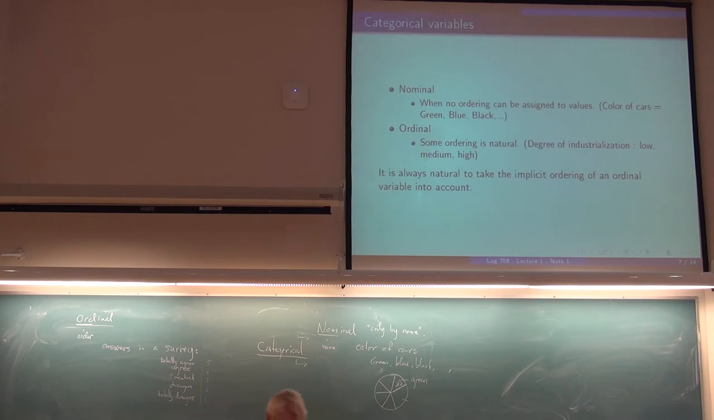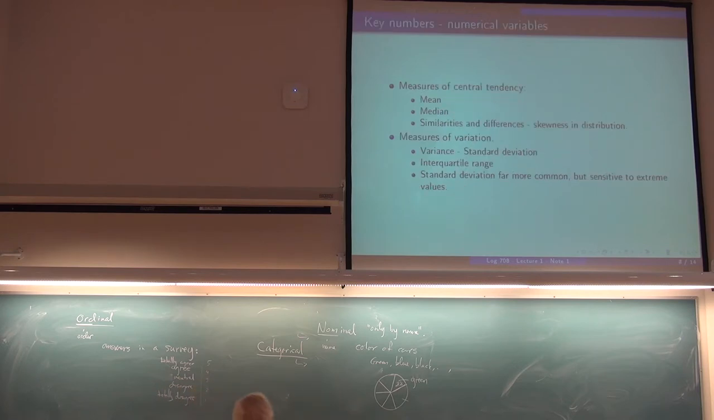So this is so far just talking about different types of variables. Now we're going to talk a little bit about key numbers. So how do we summarize data in the most basic ways by key numbers?